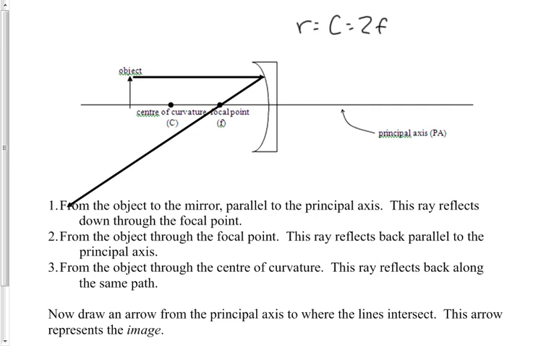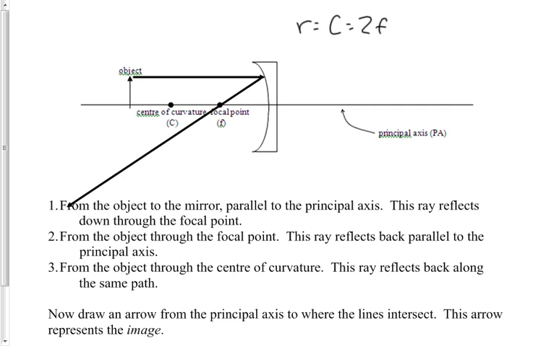Now, that's only one ray. That's not enough to give me any characteristics of this image yet, or any attributes of this image. We don't know whether it's right side up, upside down, larger, smaller, same size, real, virtual. We don't know yet. We have to draw another ray. We have to get rays of light intersecting to determine what kind of image it is. Doesn't matter whether they're solid or dotted lines intersecting, but we got to get rays of some type intersecting.